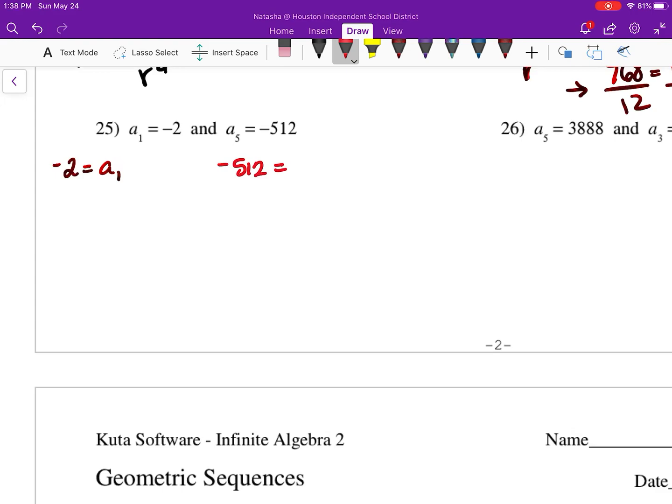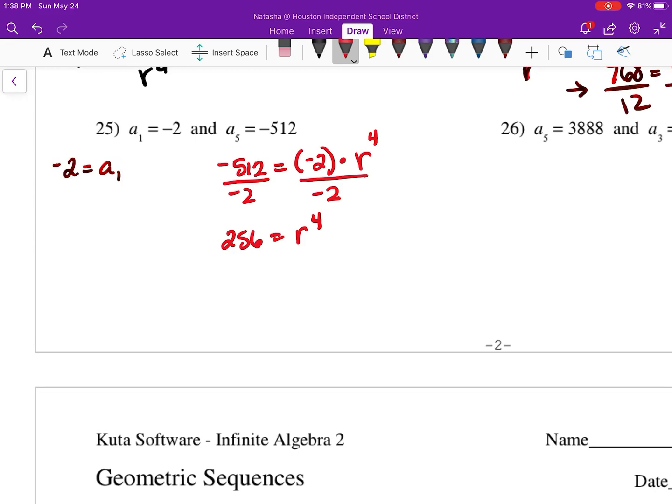So this is going to be negative 512 is equal to, we could do this. We could say, since we know the first term is negative 2, negative 2 times r to the power of 4, because 5 minus 1 is 4. So then we're going to divide by negative 2. So 512 divided by 2 gives me 256. 256 is equal to r to the fourth power.